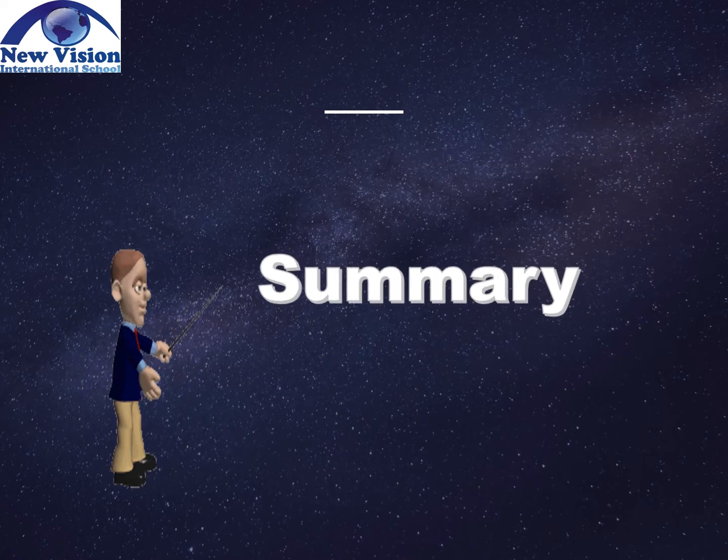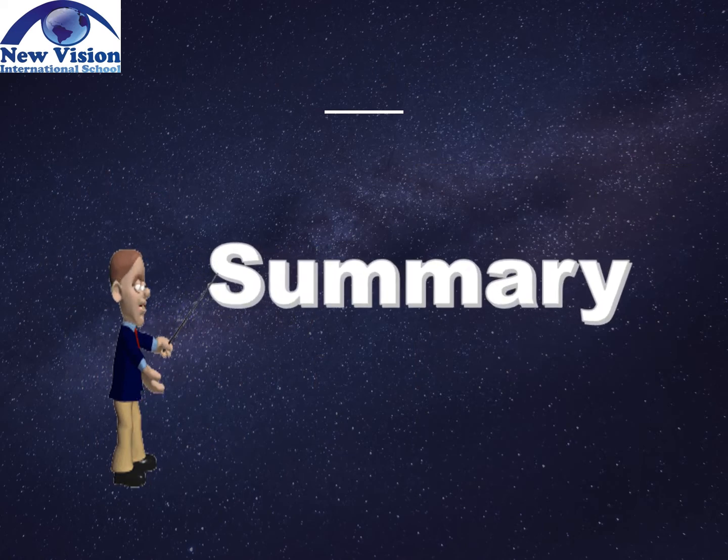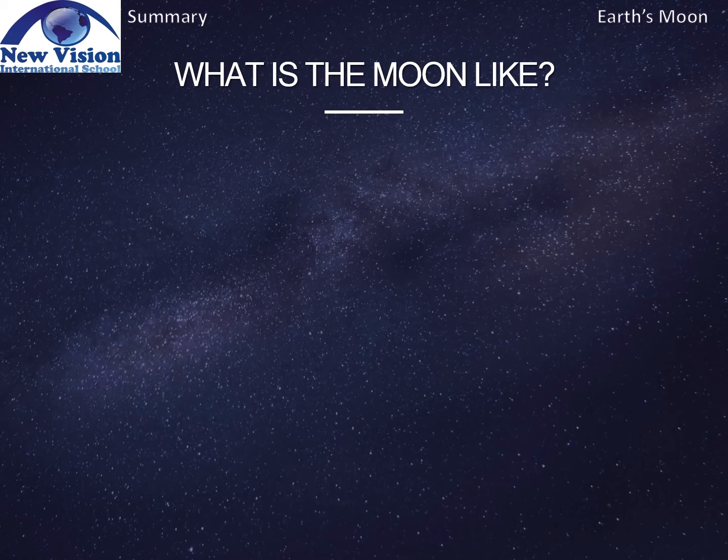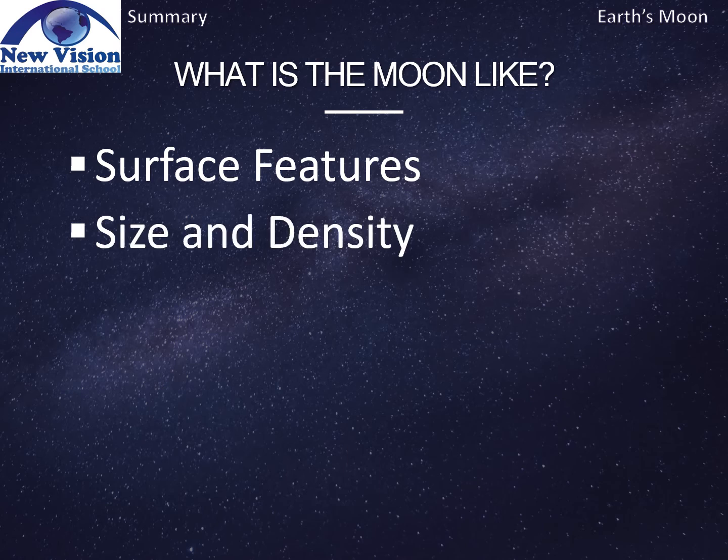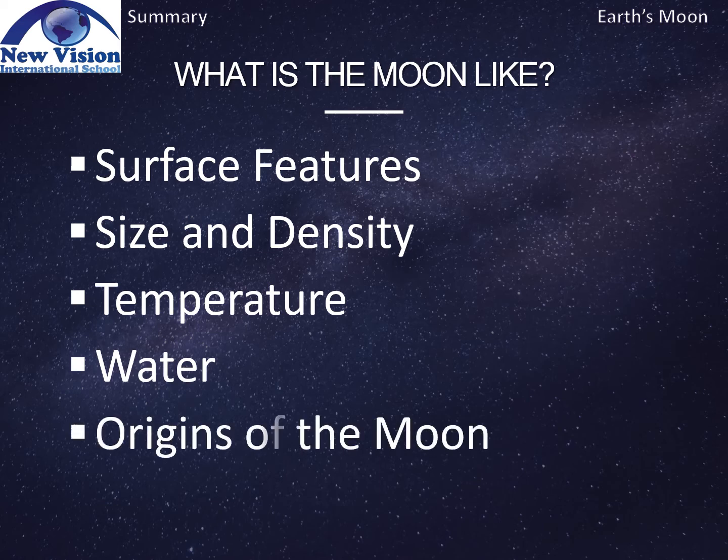Let's summarize our lesson. So the title of our lesson is Earth's Moon. What is the moon like? So we discussed surface features, size and density, temperature, water, and origins of the moon.